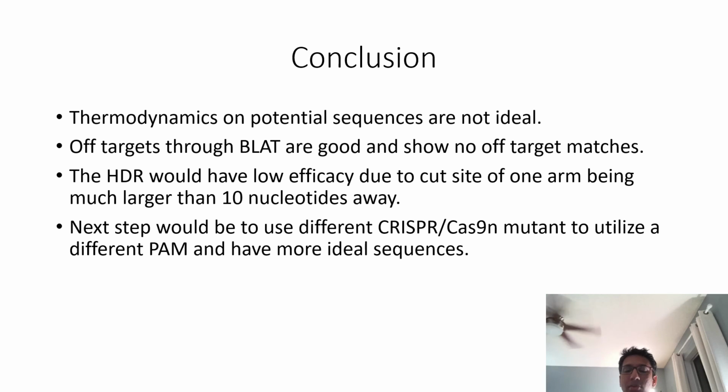The next step would probably be to use a different CRISPR-Cas9 mutant to utilize a different PAM sequence and potentially find more ideal cut sites to then deliver the HDR to.